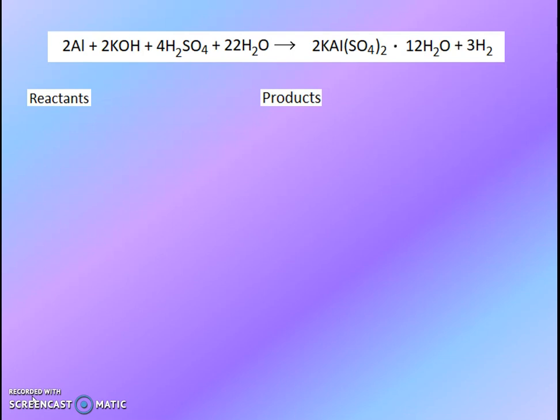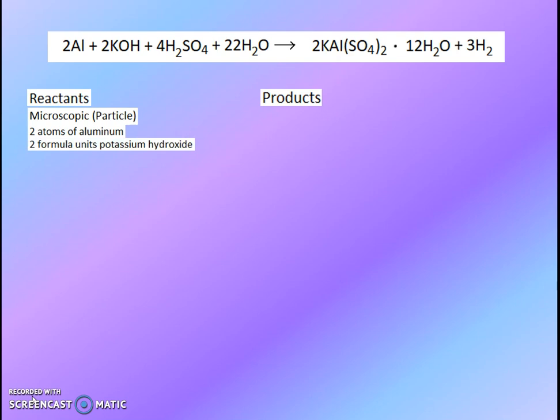So first we have 2Al, so aluminum being an element, we're looking in terms of atoms. So we have 2 atoms of aluminum reacting with now 2KOH. KOH, potassium hydroxide, is an ionic compound. So we're looking at formula units of potassium hydroxide, so 2 formula units of potassium hydroxide. Same thing with our H2SO4, we're looking at formula units of sulfuric acid, so 4 formula units of sulfuric acid. But then H2O is molecular, so I have 22 molecules of water also being reacted.